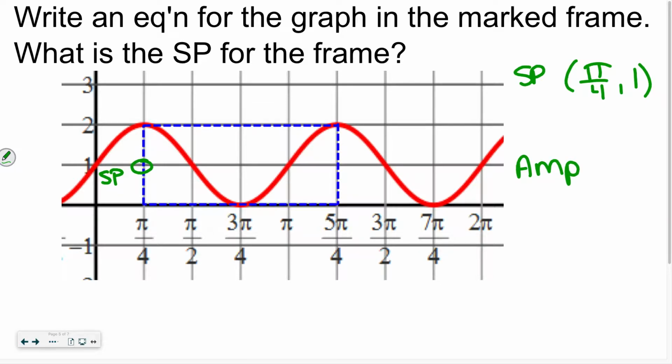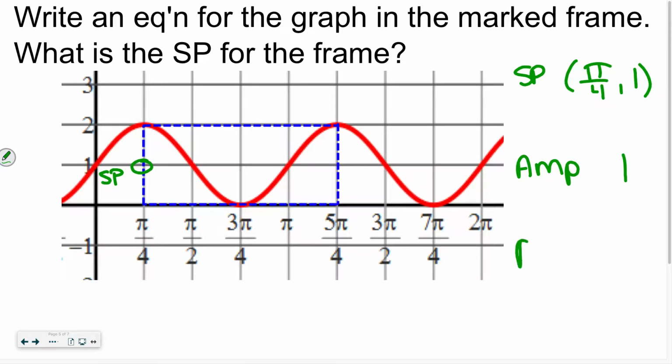Well, my height is 2, but the amplitude is only half of the vertical height, right? It's like, where do you go from that starting point up and down? Well, I only went up 1 and down 1, so the amplitude is 1. Be careful and remember, amplitude's definition is half the distance from the min to the max. It's not your full height of your wave.